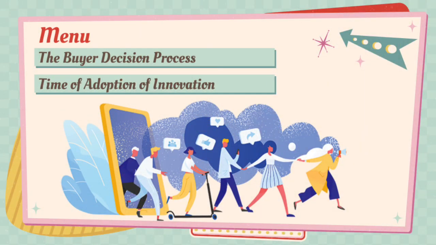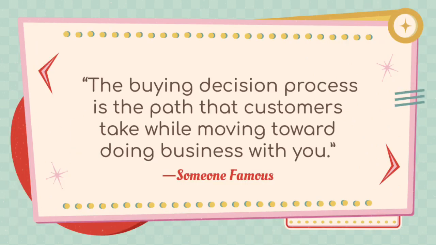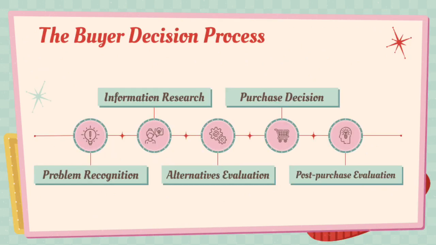Today, I will talk about the buyer decision process. Also, I will talk about the time of adoption of innovation, which is the buyer decision process of a new product. Normally, the buyer decision process includes 5 steps. They are problem recognition, information search, alternatives evaluation, purchase decision, and post-purchase evaluation.